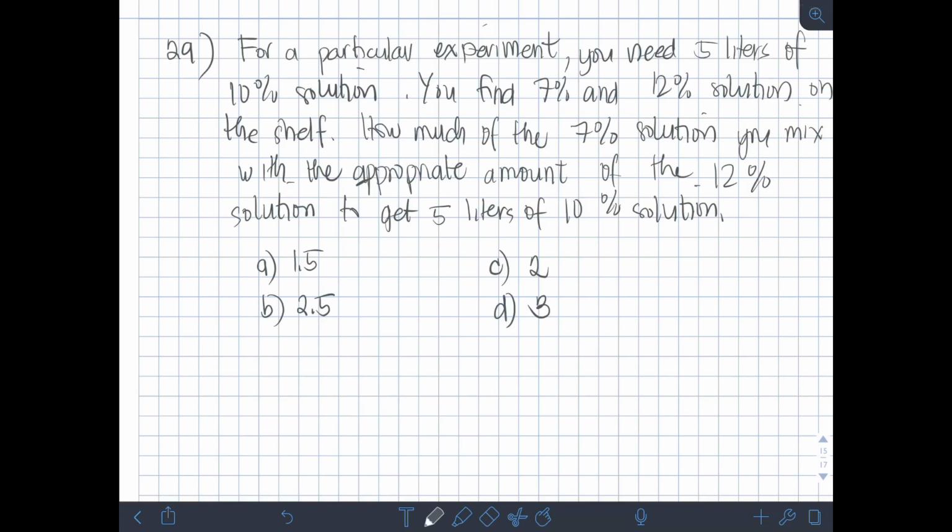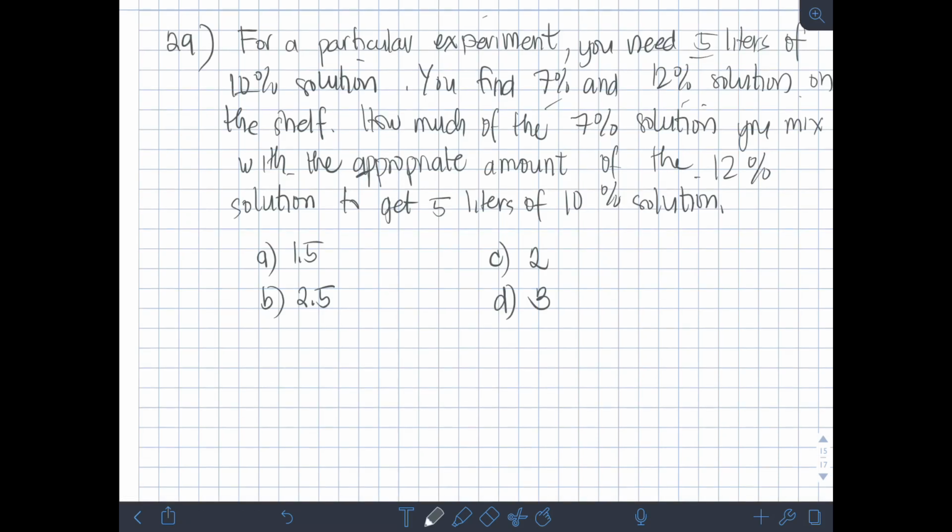Okay? For a particular experiment, you need 5 liters of 10% solution. You find 7% and 12% solution on the shelf. How much of the 7% solution you mix with the appropriate amount of the 12% solution to get 5 liters of 10% solution? Okay, so, solution or mixture problem. So, sabi, kailangan mo raw ng 5 liters of 10% solution. So, therefore, yung total liters mo na i-combine doon sa 7% tsaka 12% ay 5. So, ano raw yung amount ng 7% tsaka 12%?